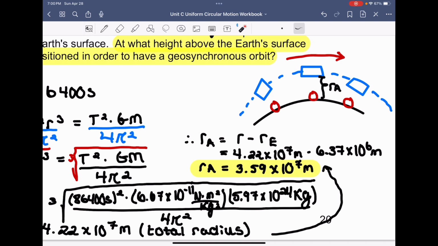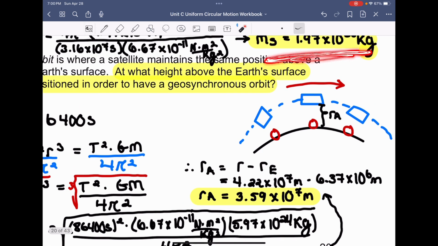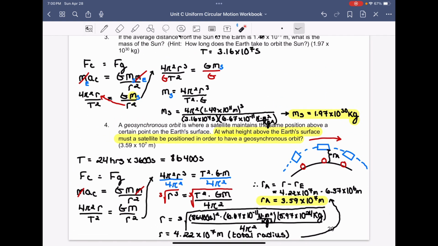Now, our diagram doesn't really do it justice because it's a very large distance away. 3.59 times 10 to the 7. In fact, that's actually larger than the radius of the Earth. So the object would realistically be way, way out here, somewhere far off the surface. And this would result in that geosynchronous orbit, like we said, where the person and the satellite would be uniform at any given unit of time. Okay, kind of an interesting one.